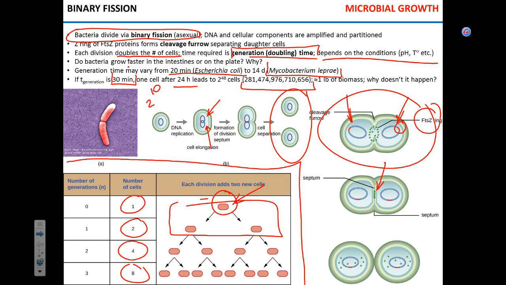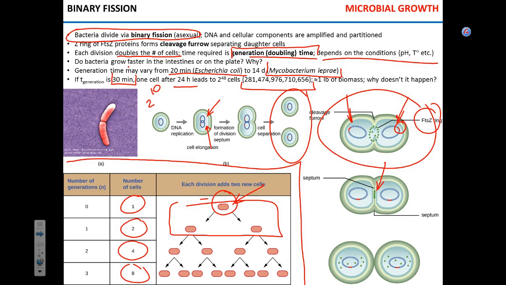So the question: why doesn't it happen? Why do we not get the massive amount of bacteria spilling from the plates when we inoculate them with environmental samples? Not enough nutrients. Exactly. They run out of food. And actually, it turns out that bacteria in their growth follow a certain dynamic pattern.